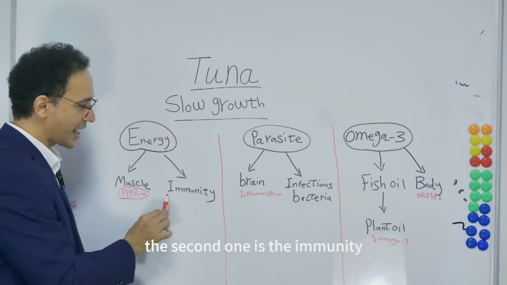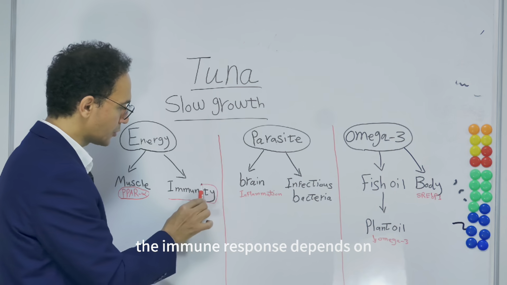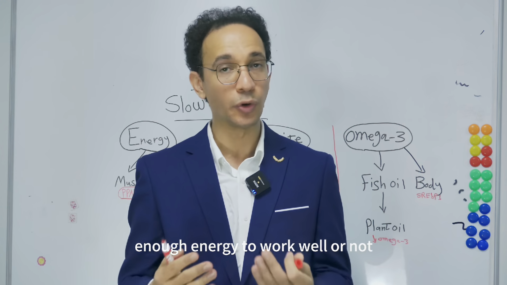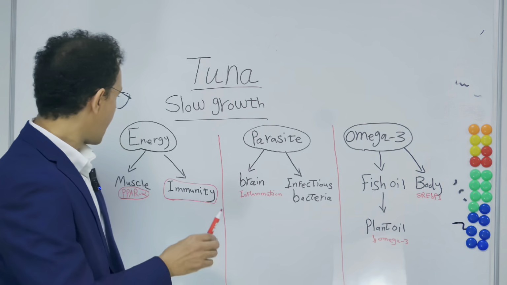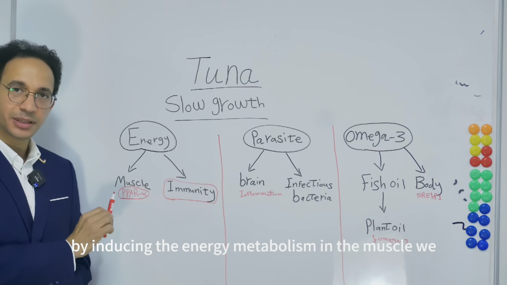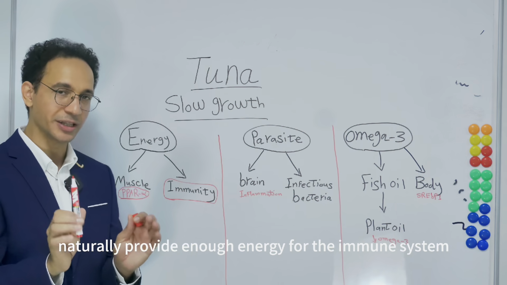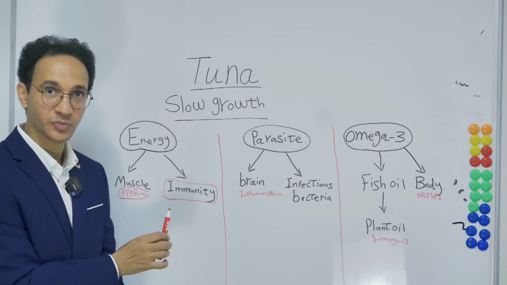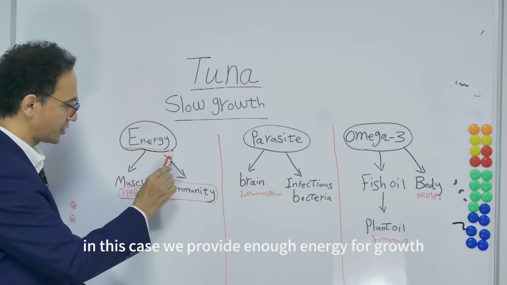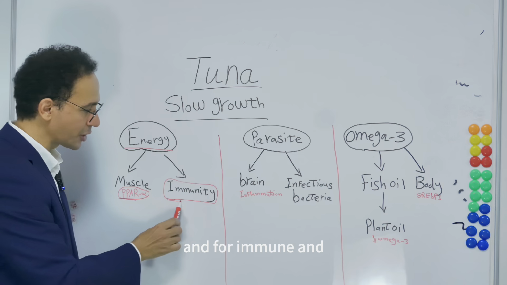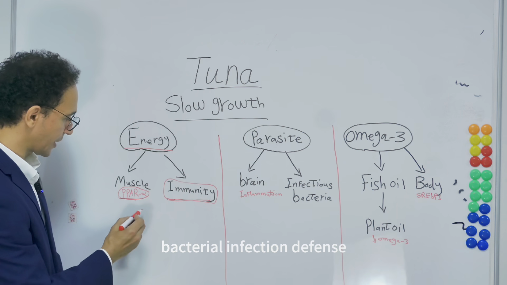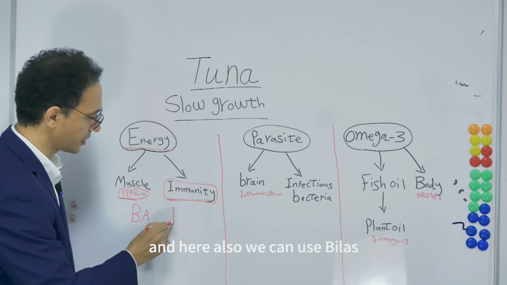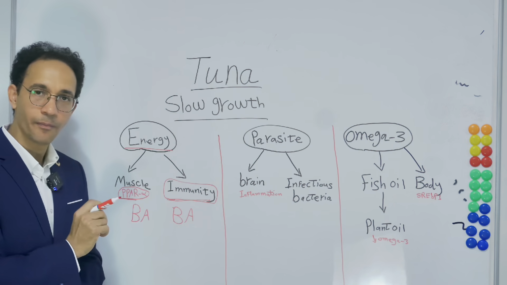The second one is the immunity. The immune response depends on whether the immune system has enough energy to work well or not. By inducing the energy metabolism in the muscle, we naturally provide enough energy for the immune system activity. In this case, we provide enough energy for growth and for immune and bacterial infection defense. So here we can use bile acid, and here also we can use bile acid.